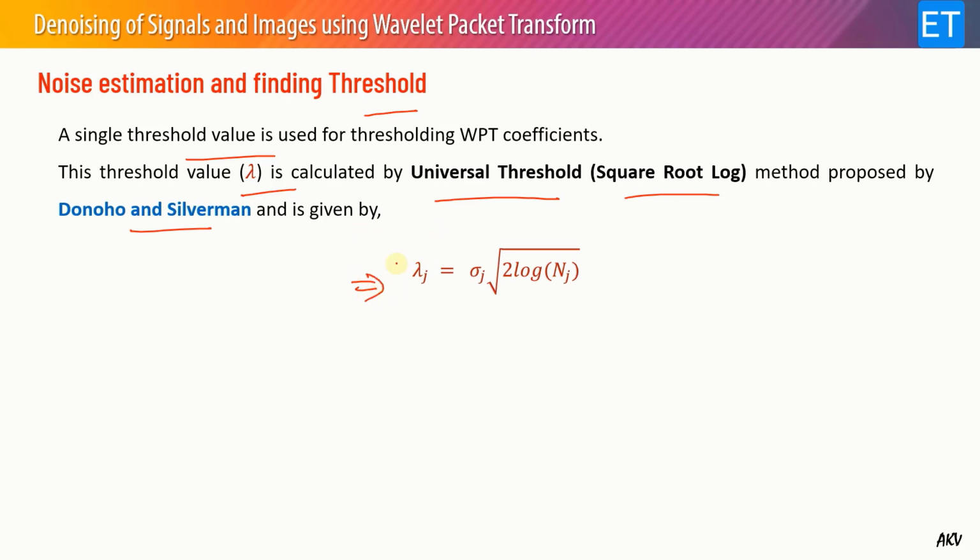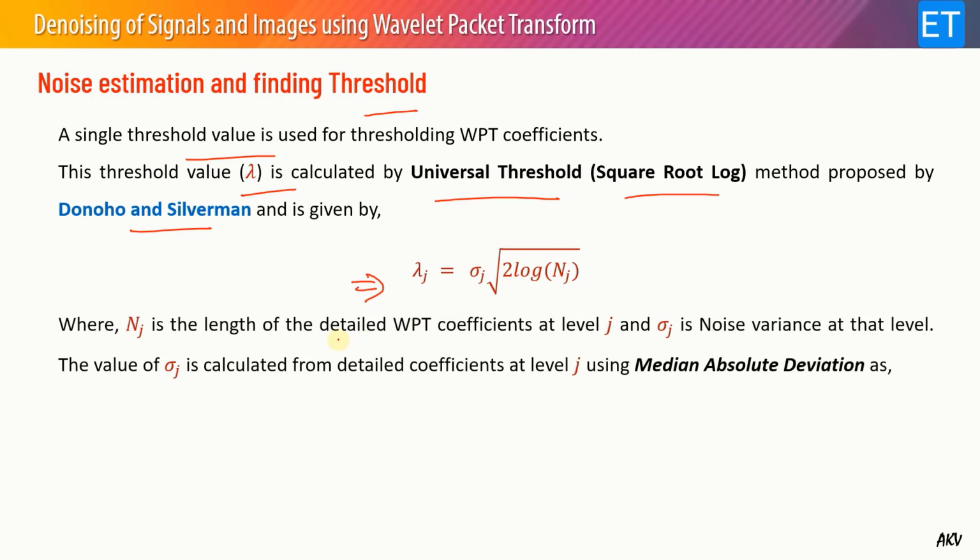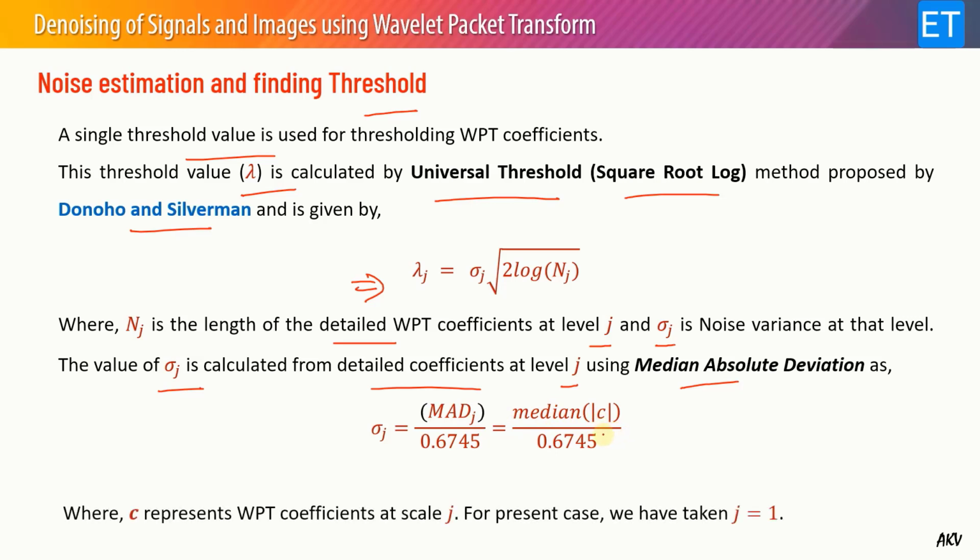So you can find this lambda by sigma j square root 2 log nj, where nj is the length of the wavelet packet detail coefficients at the level j, and sigma j is the noise variance at that level. The value of this sigma j is calculated from the detail coefficients at level j using the median absolute deviation, that is known as the MAD. So sigma j is MAD upon 0.6745, and MAD is actually the median of all the wavelet packet coefficients at scale j or level j.